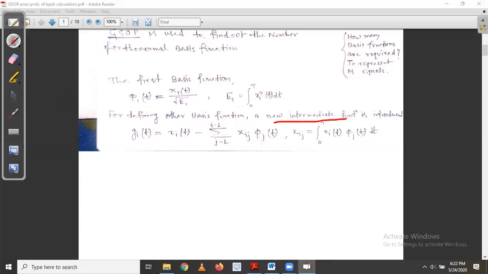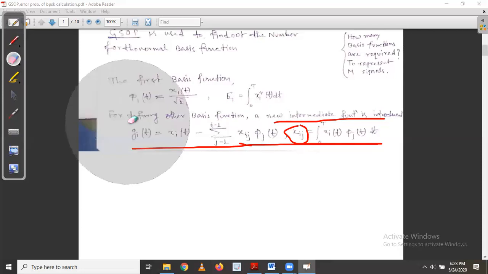So, what is the intermediate function? It is denoted by g_i(t) equals x_i(t) minus the summation of x_ij phi_j(t). Where x_ij, you see, there is no t. So x_ij is something different. It's not a function of time. x_ij is denoted by the integration of x_i(t) and phi_j(t). That is actually x_ij. Now we have this one.